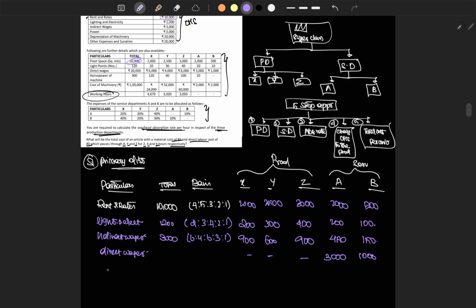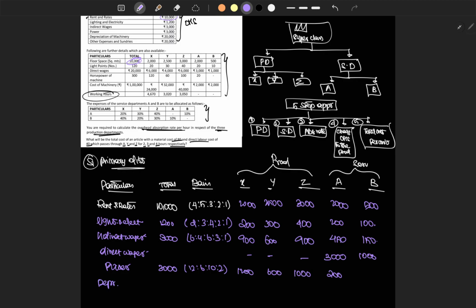The next one is power. Power is apportioned on the basis of horsepower of machine. So 12 is to 6 is to 10 is to 2, which is 12 plus 6 plus 10 plus 2, so 1200, 600, 1000, 200. This is the apportioned value.